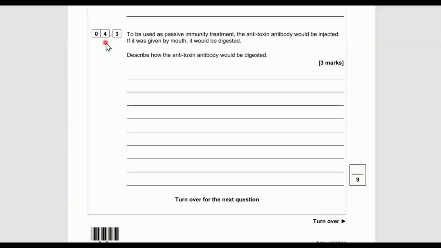Okay, 4.3. To be used as passive immunity treatment, the antitoxin antibody would be injected if it was given by mouth.